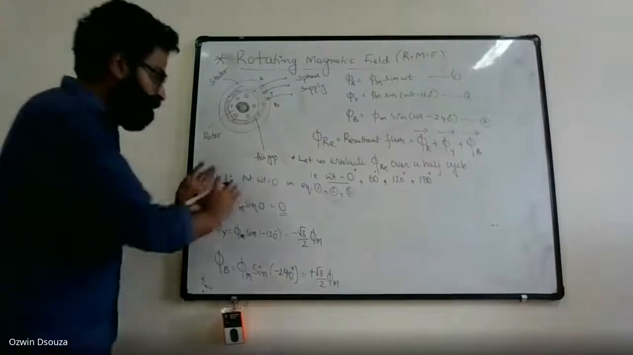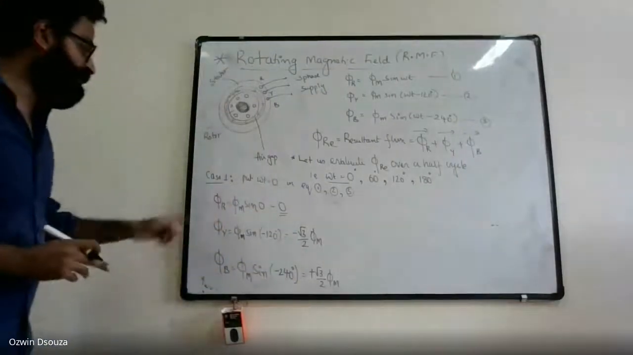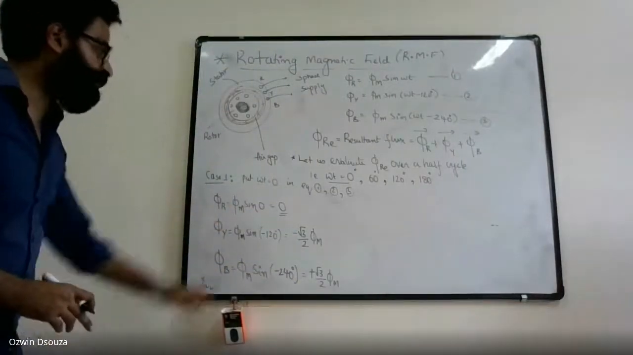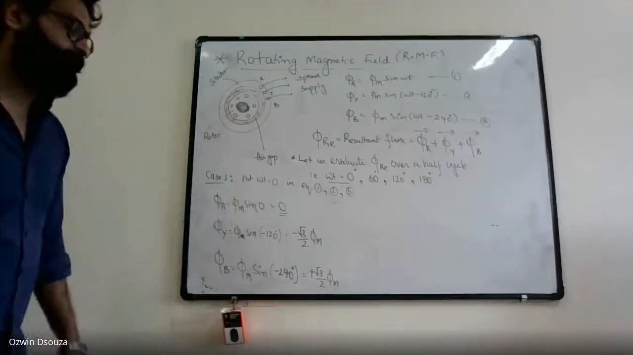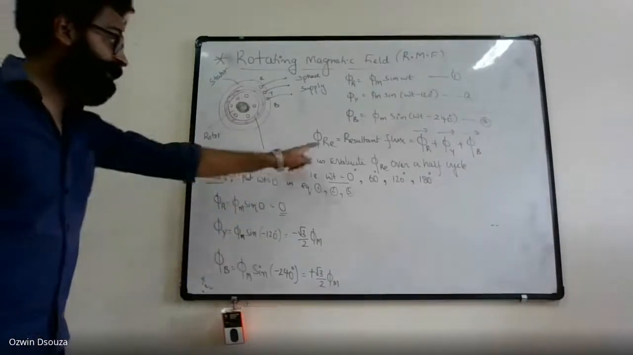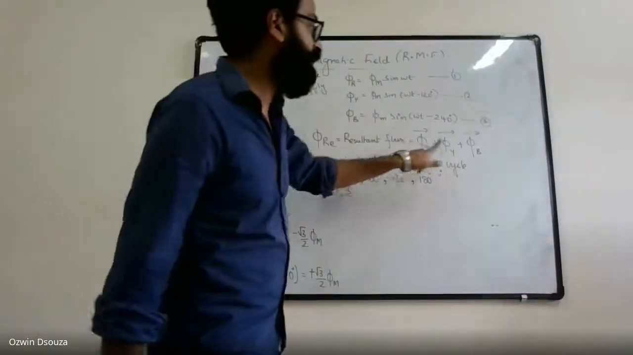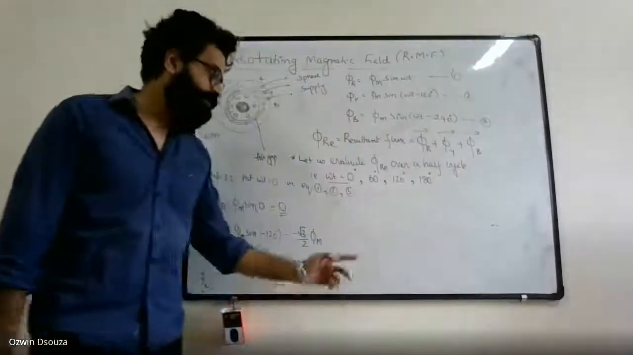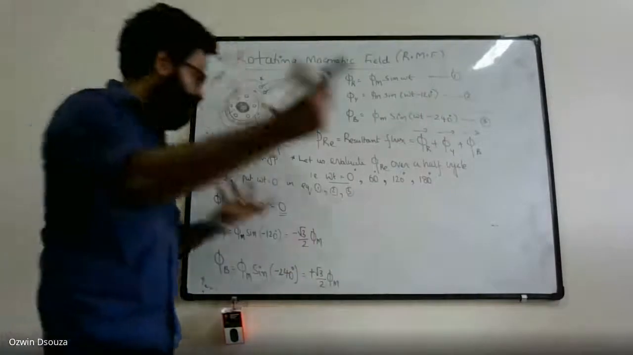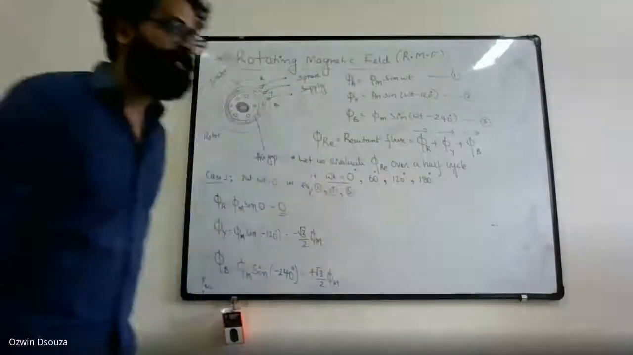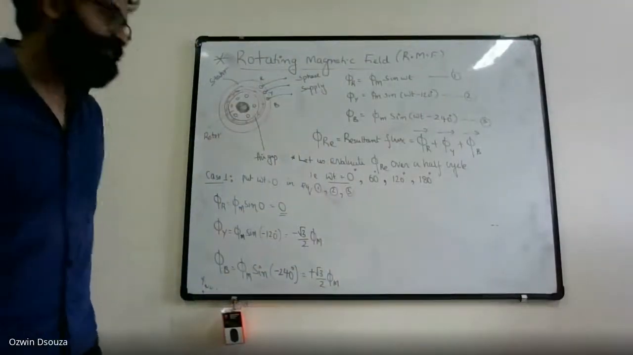All right. So we have found the values of phi R, phi Y, and phi B by substituting the omega t value. But in order to find phi Re, what should you do? You should vectorially add phi R, phi Y, and phi B. So let's go for vector addition. As usual, we have already seen this technique in three-phase AC circuits.